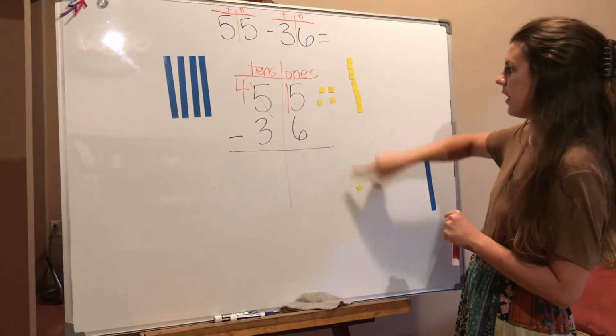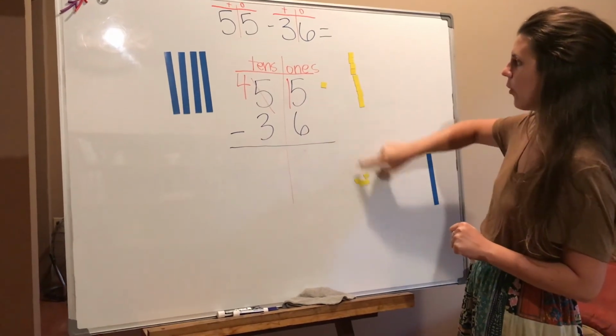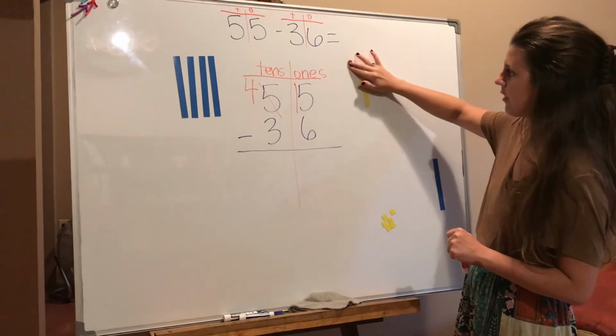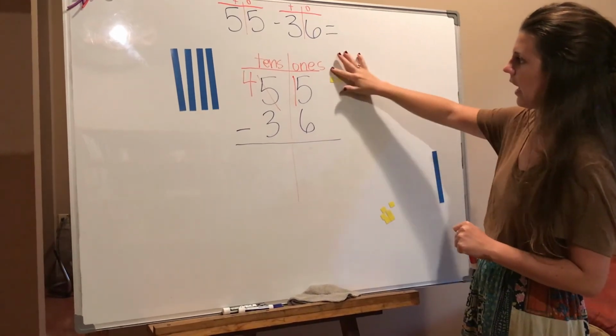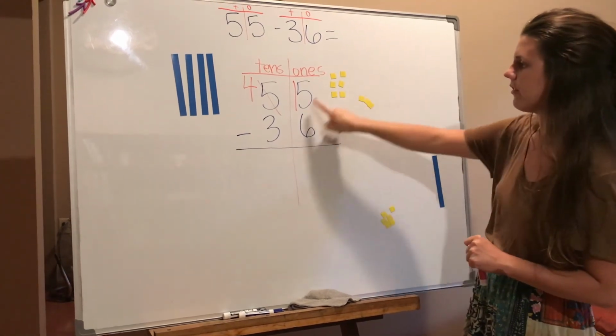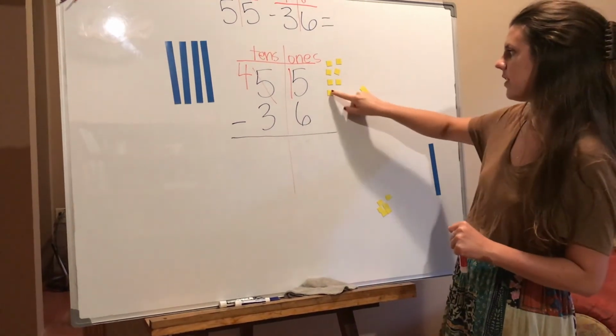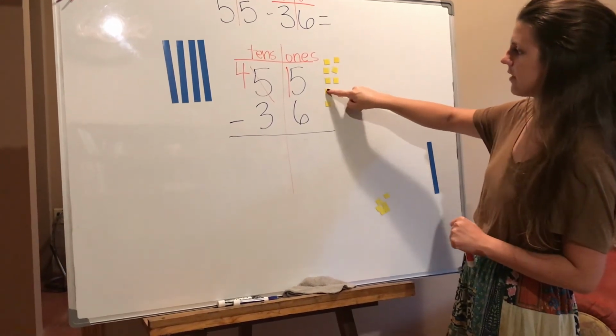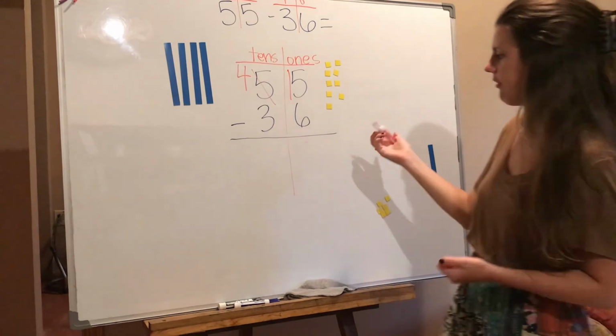Let's try it. 1, 2, 3, 4, 5, 6. How many are left? 9 are left. Let's count how many to check our answer. 15 minus 6 is equal to 9. 1, 2, 3, 4, 5, 6, 7, 8, 9. Perfect.